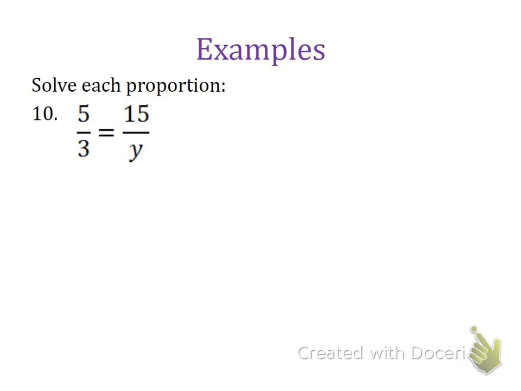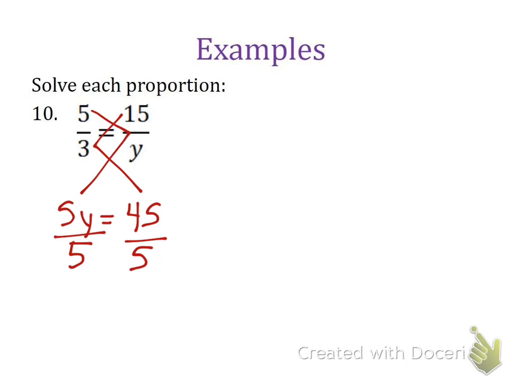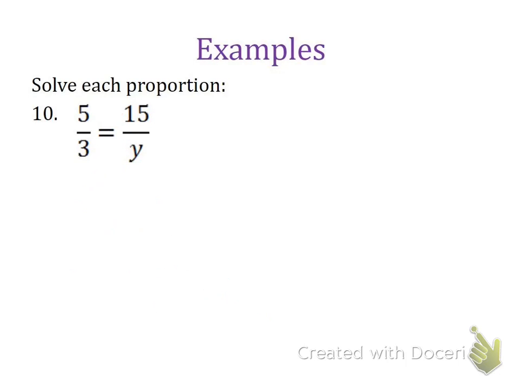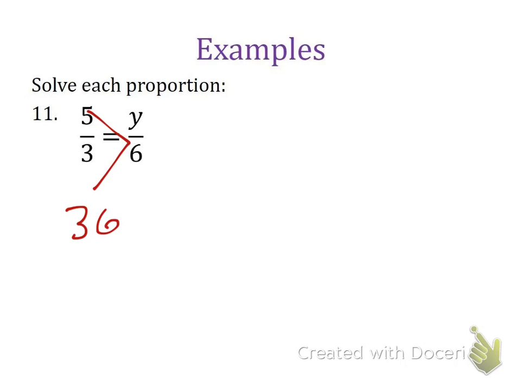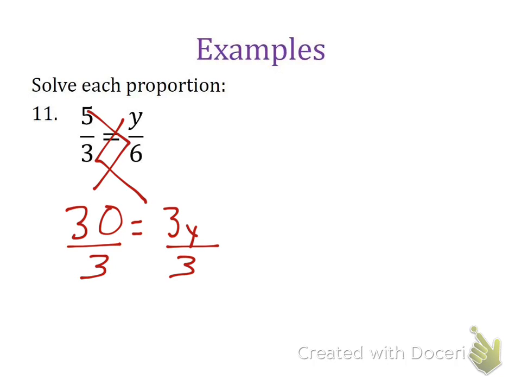Same thing. Cross multiply, which is 5y equals 45. Divide both sides by 5. Y equals 9. Next one, 5 times 6 equals 30, equals 3y. Divide both sides by 3. Y equals 10.